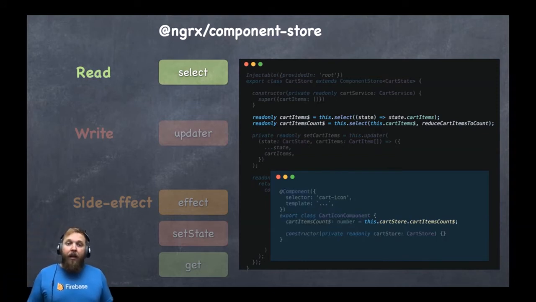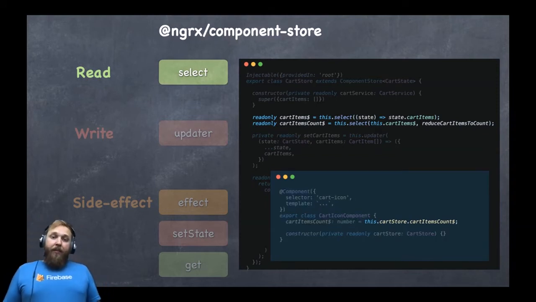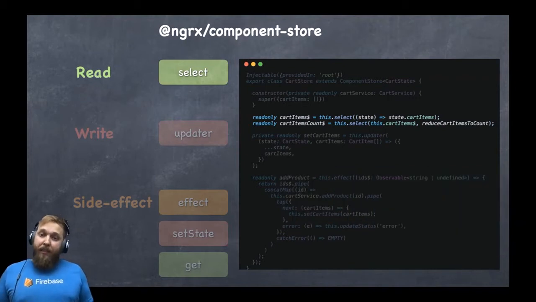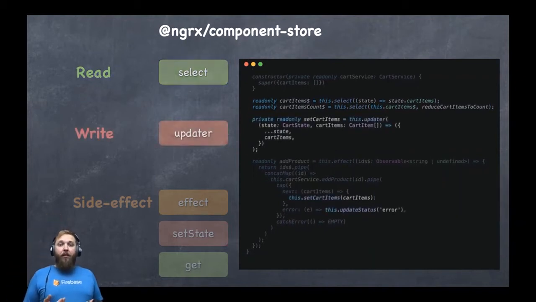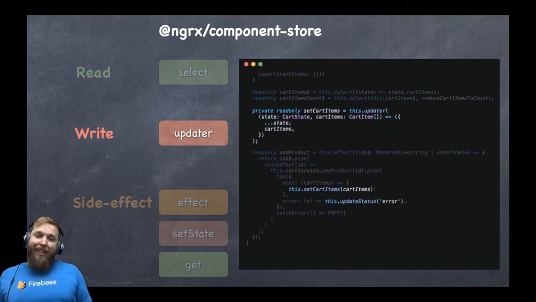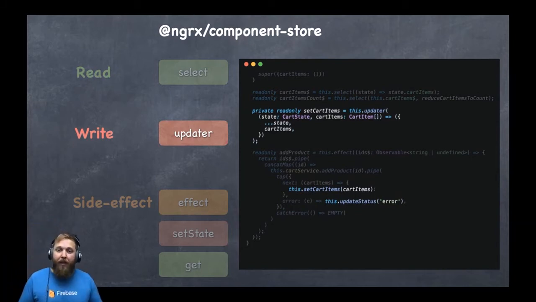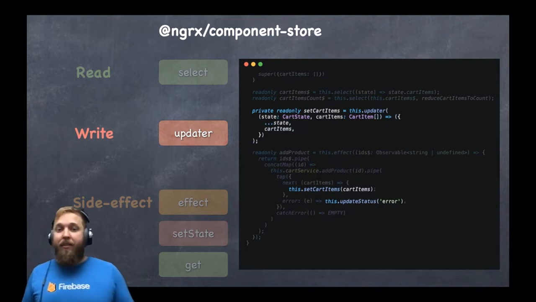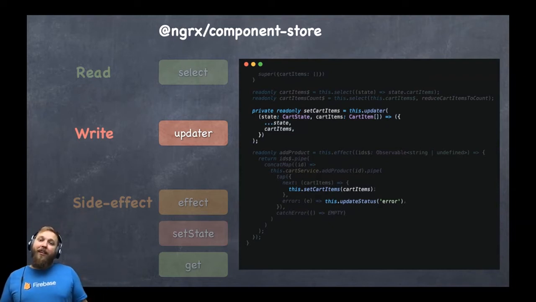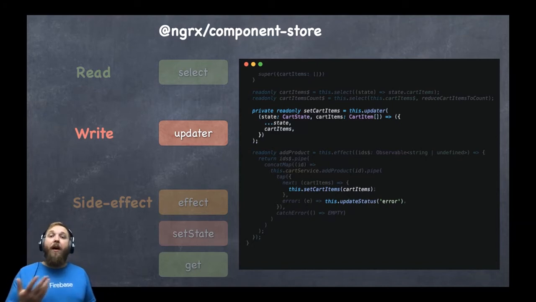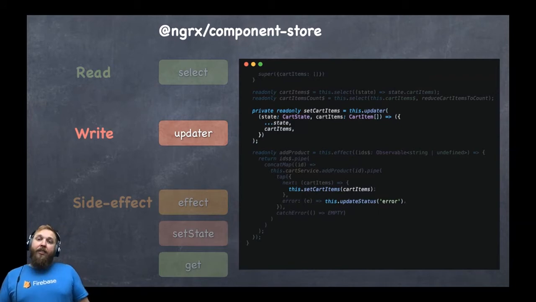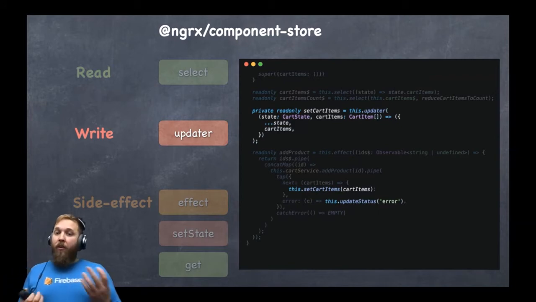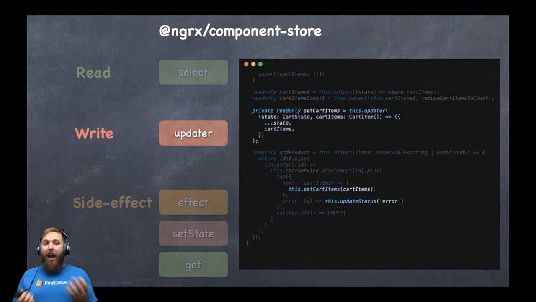So updater. So how we update the state. So this is how we read it. How can we update? Well, I can update the state with a special function called updater, and what it returns is the set cart items. And this set cart items is actually a callable property. So you can think of it as a method.